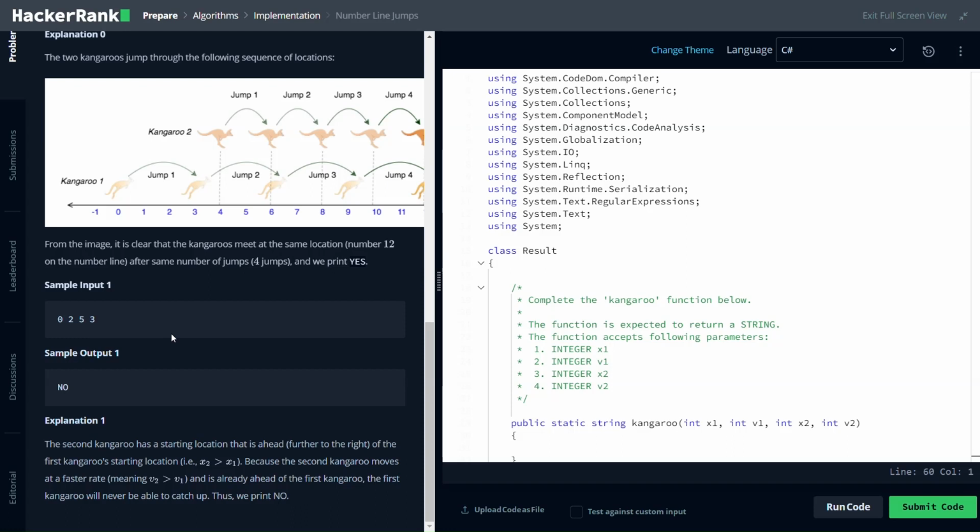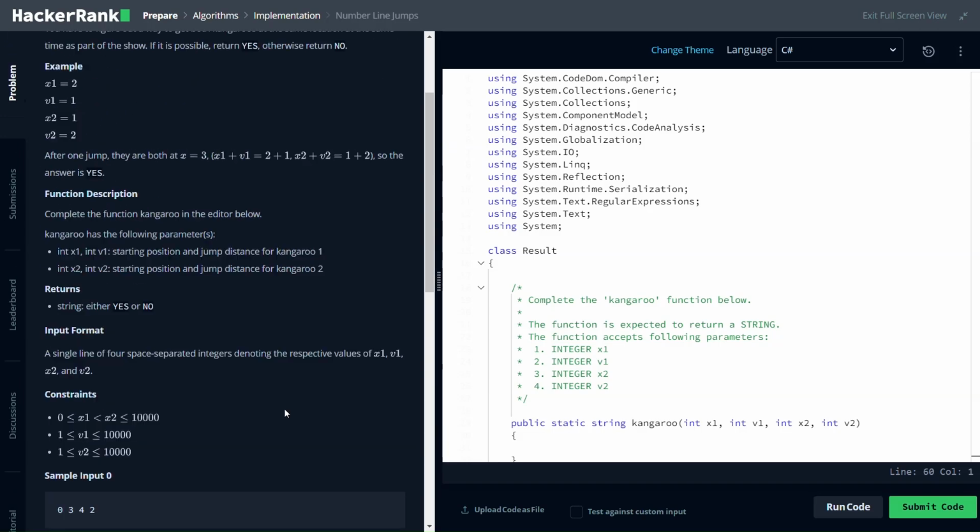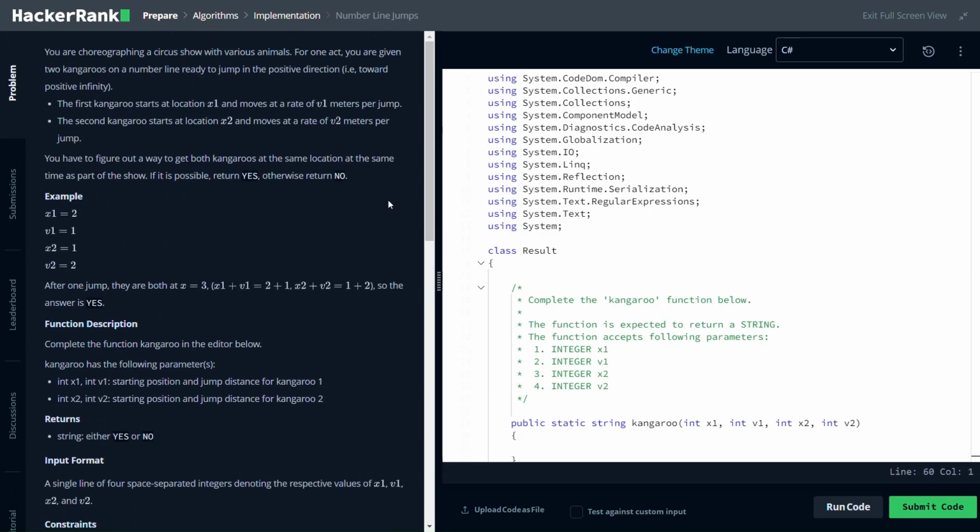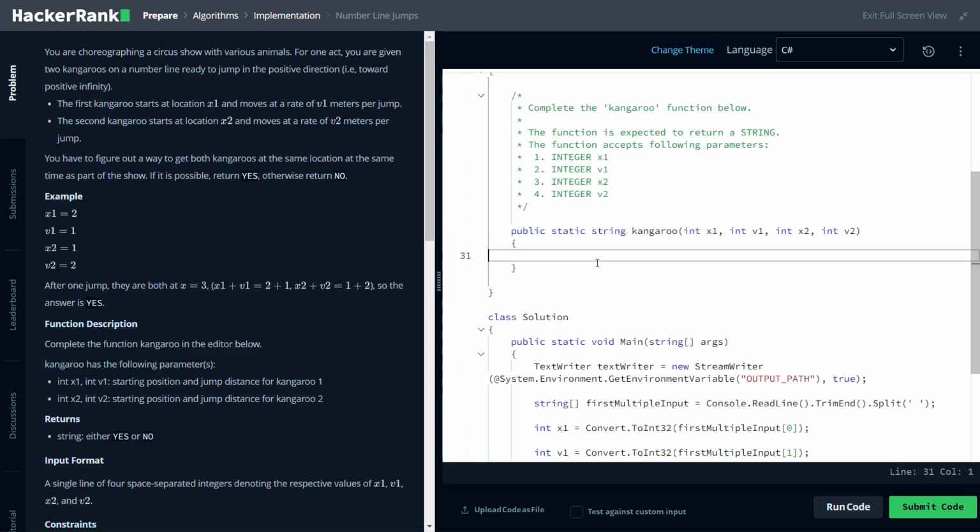Sample input 0 2 5 3, sample output no. Explanation: the second kangaroo has a starting location that is ahead of the first kangaroo's starting location, and because the second kangaroo moves at a faster rate, it is already ahead of the first kangaroo. The first kangaroo will never be able to catch up. Thus we print no. I'm using C# for this solution, and let's do it.